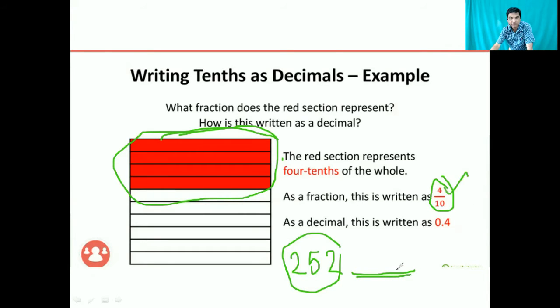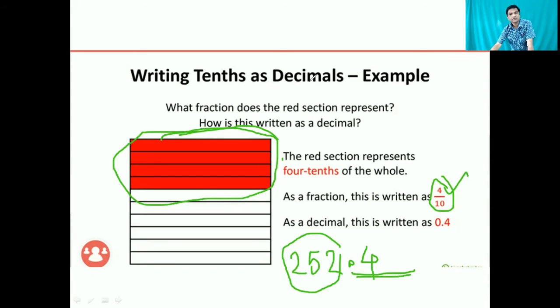Now how to show this 4 part out of 10 part in this particular number? For that, we are going to put a decimal point, and the 4 out of 10 part we write after this decimal point. So if we take 252 such squares and shade them, and in the next square we have shaded 4 part out of 10 part, then this number is represented as 252.4.